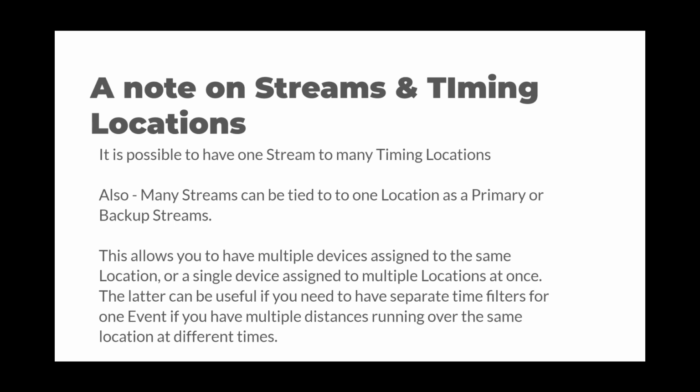So for example, if you had a 5K in the morning and a 10K in the evening, you may want to set up completely different timing locations because the time ranges won't make any sense for the 5K if they were used in the 10K and vice versa. So what you could do in that case is have one stream where your finish data is coming into, and you have that one stream hooked up to two different locations, 5K finish and 10K finish, where you've customized the time filters for each to be specific to the actual time that the event that is using it runs.